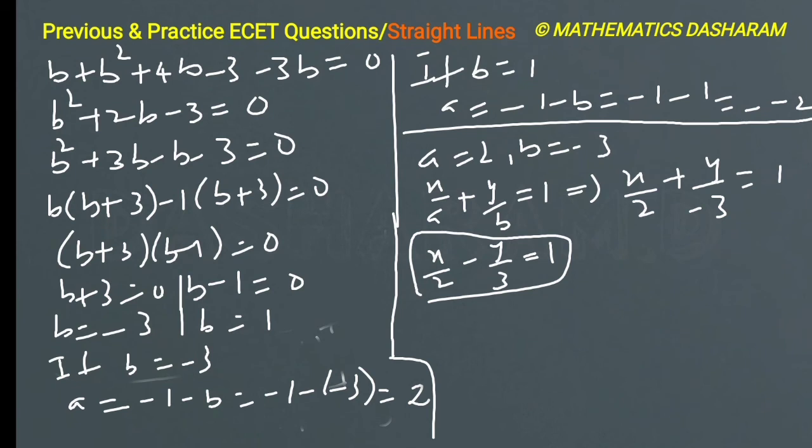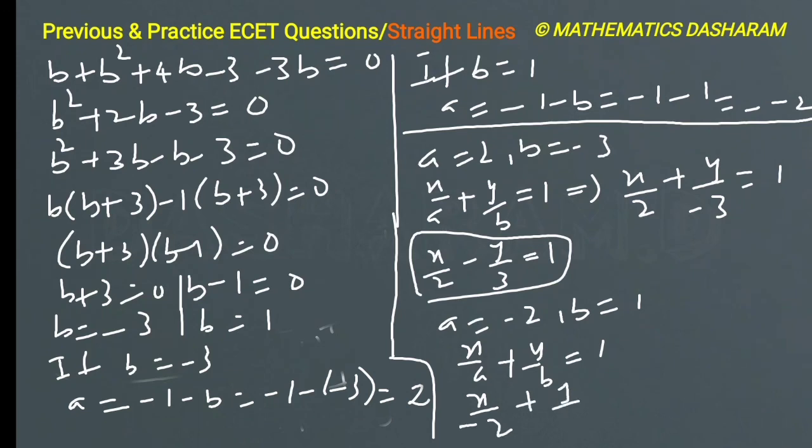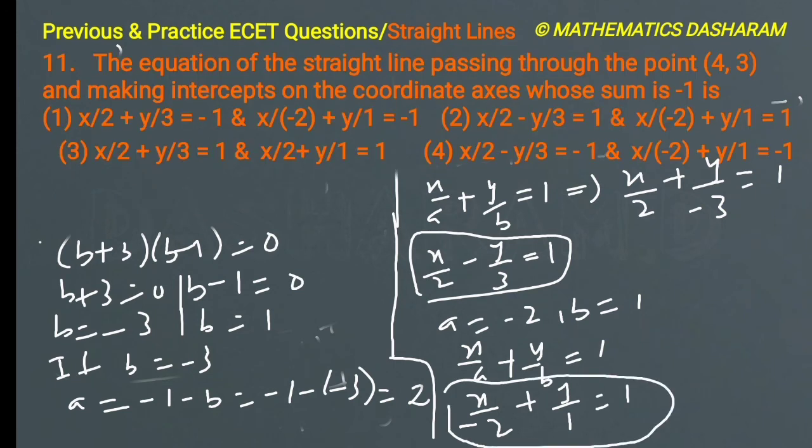Next, in the second case, a equals minus 2, b equals 1. So then x by a plus y by b equals 1. So the required answer is x by minus 2 plus y by 1 equals 1. So here option 2 is correct.